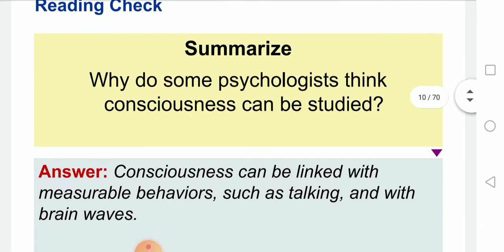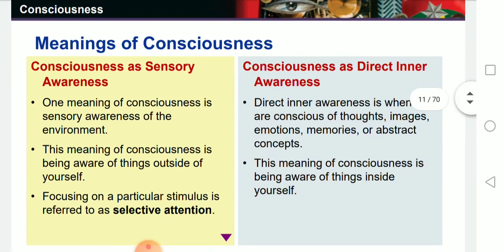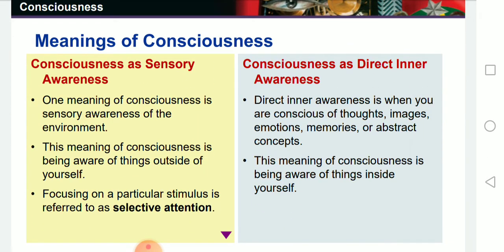Because here it can be linked by the measurable behaviors such as talking and with brain waves. Okay, meanings of consciousness: consciousness as sensory awareness, and we have also consciousness as direct inner awareness.